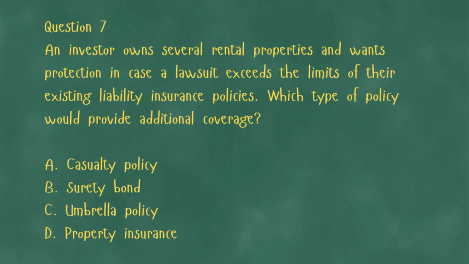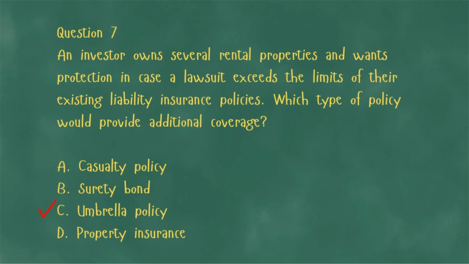Question number 7. An investor owns several rental properties and wants protection in case a lawsuit exceeds the limits of their existing liability insurance policies. Which type of policy would provide additional coverage? A. Casualty policy, B. Surety bond, C. Umbrella policy, D. Property insurance. The answer is C. Umbrella policy.